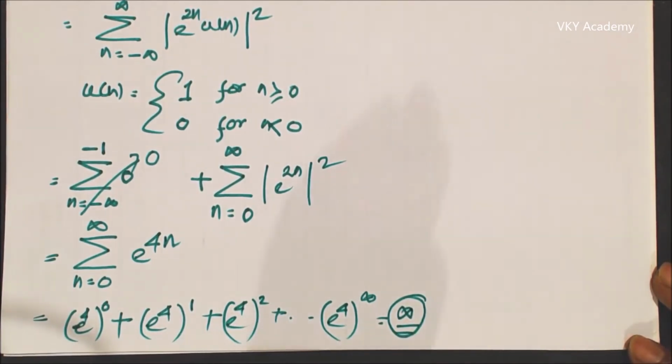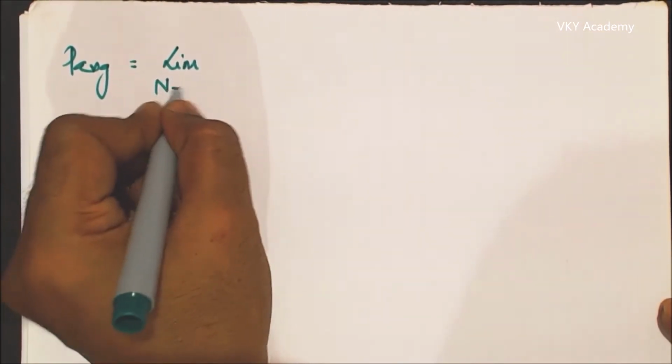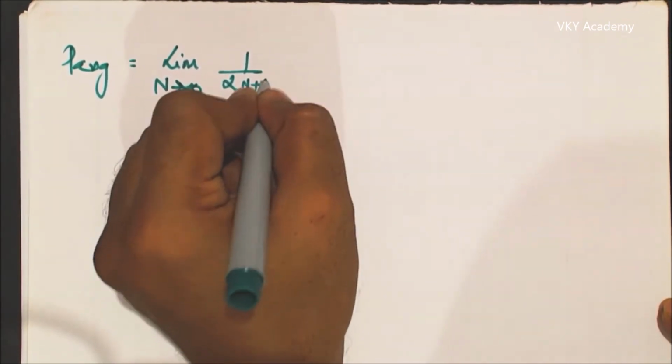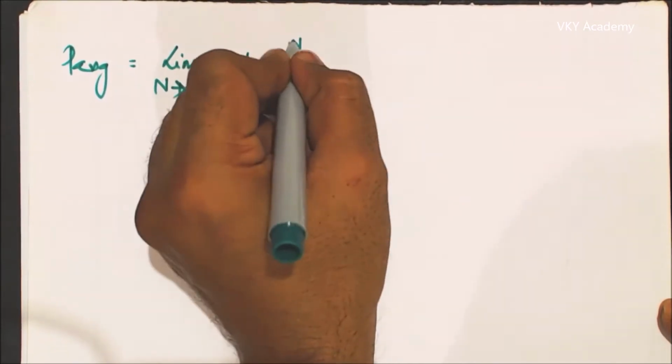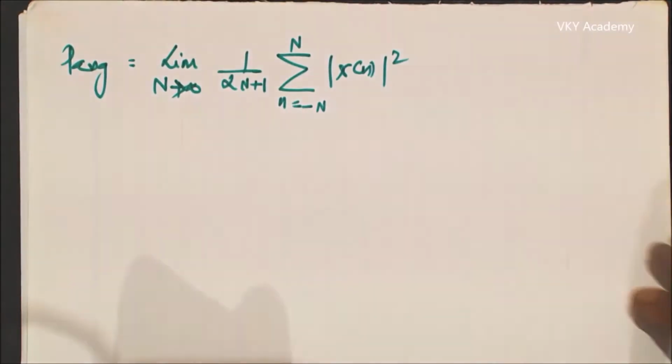So let us check whether this particular signal is a power signal or not. For that we need to calculate the average power for the given discrete time signal. So let us calculate the average power. Average power P average is equal to limit capital N tends to infinite 1 upon 2N plus 1 summation n equal to minus N to N mod of x of n square.